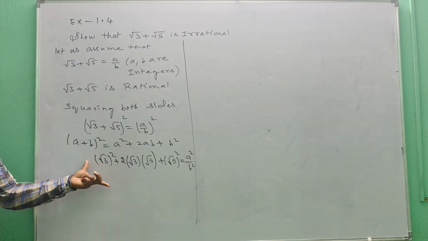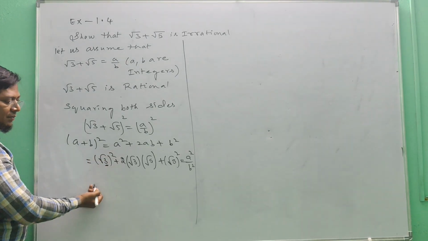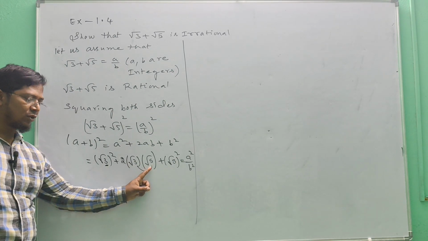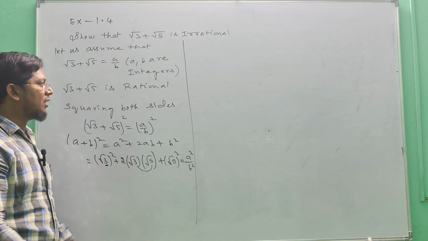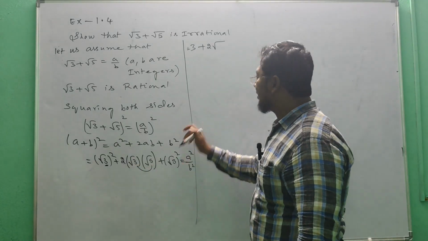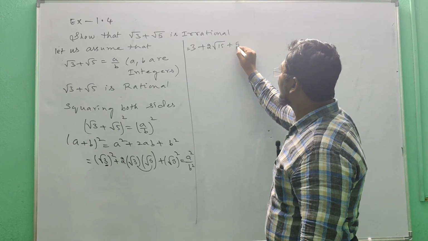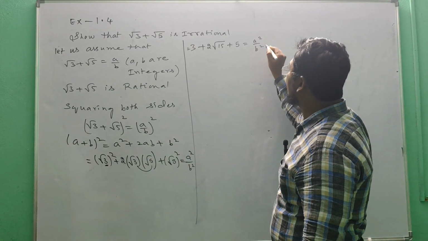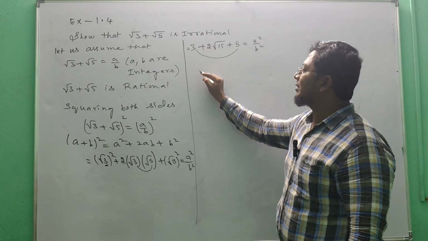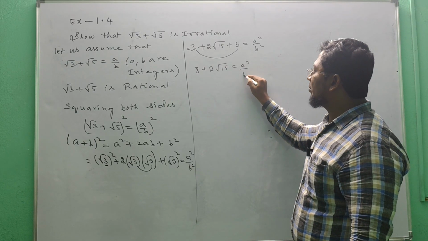So we have to substitute here. After substitution, the square roots cancel, we have 3 only, plus 2 multiplied by root a into root b, which means root ab. So 3 plus 2 root 3 times 5 is 15, plus root 5 square, what? Very good, 5 is equal to a square upon b square. So we try to add these two numbers. 5 plus 3 is what? 8 plus 2 root 15 is equal to a square upon b square.